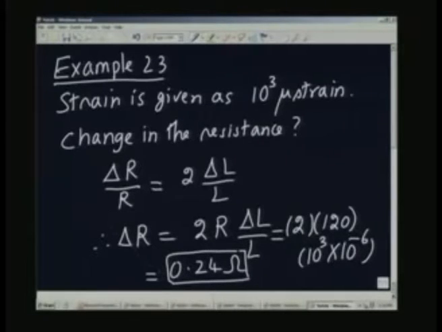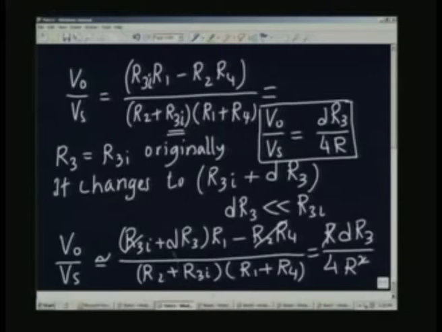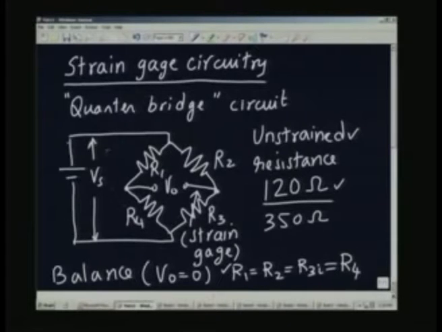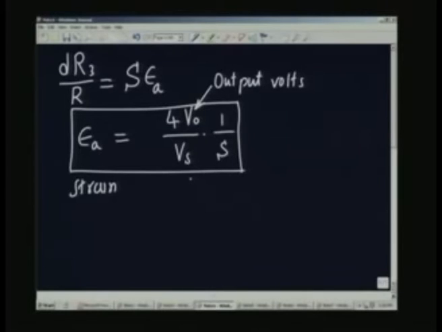So, the resistance has changed by a very small value, and because of this, the voltage which is appearing across the terminals, if you go back to the expression, we are talking about this V0, Vs is the input voltage. Output voltage is not given, but I have been given epsilon A. I can work backwards and find out what is the output voltage for this particular case.